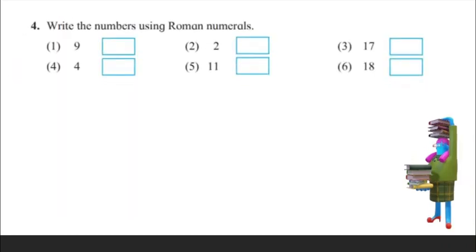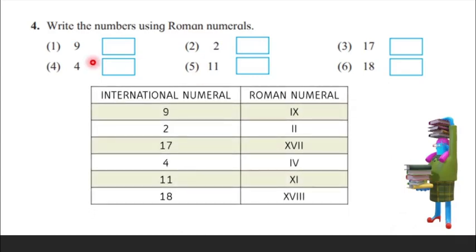Let's look at the fourth question. Write the numbers using Roman numerals. Now here the numbers are given and you have to write it in the Roman form. First number is 9. How do we write 9 in Roman form? That is 1 X and on the left hand side 1 I. Second is 2. That means we'll be writing 2 I's. Next is 17. How do we write 17 in Roman form? 1 will be 10, 1 5 and 2 I's.